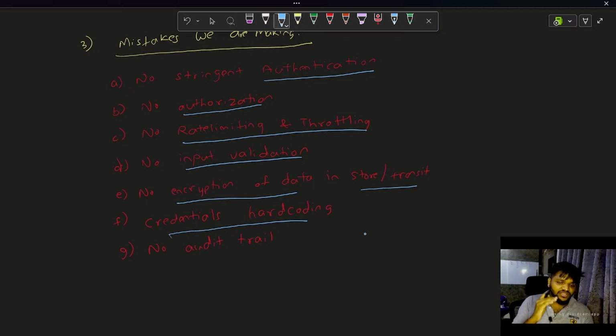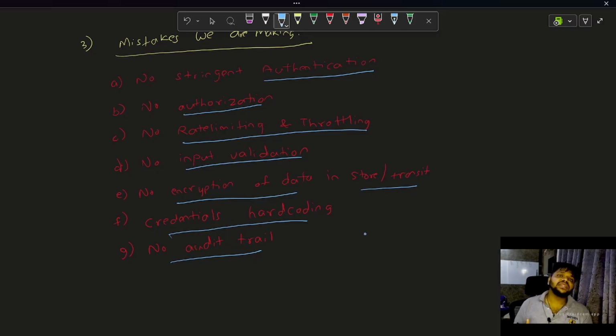So generally we do not hard code the credentials anywhere. We keep the data in some secure places and then we access the data from there. And then the final thing is no audit trail. As a system, we have to ensure our system is compliant with the rules of the land that we are operating in, plus the data that we are collecting.